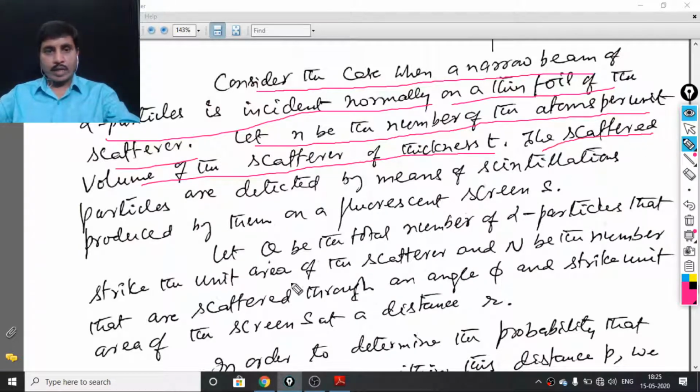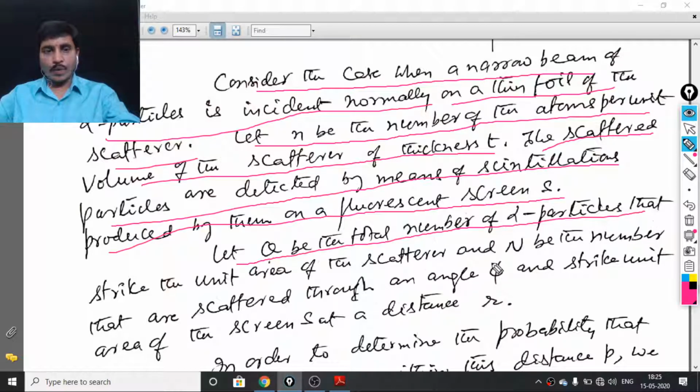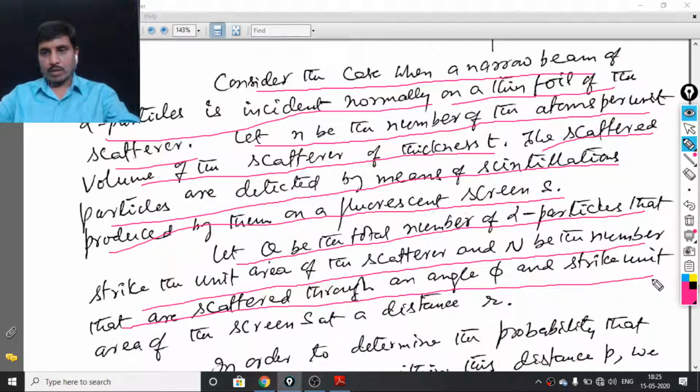The scattered particles are detected by means of scintillations produced by them on the fluorescent screen S. Let Q be the total number of alpha particles that strike the unit area of the scatterer, and capital N be the number that are scattered through an angle phi and strike unit area of the screen S at a distance r.